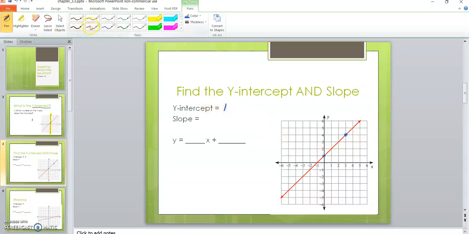Now the next step is to go make your triangle. So I'm going to go up and over. When I start at this dot, I'm going to go up 1, 2, 3, and I'm going to go over 1, 2, 3.